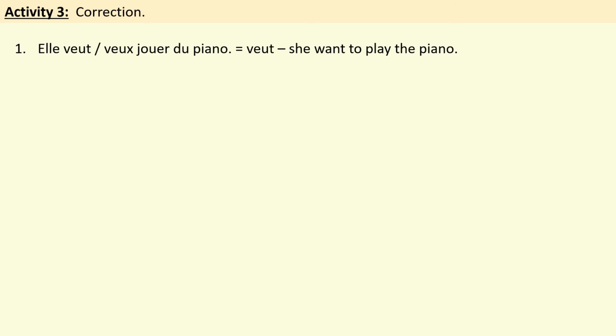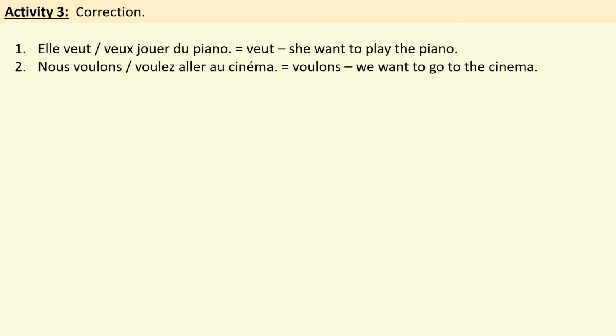So here is the correction to your work. Numéro 1, elle veut jouer du piano, and the veut was the one ending in a T. And that means she wants to play the piano. 2. Nous voulons aller au cinéma. And that means we want to go to the cinema. 3. Je veux, ending in an X, sortir. I want to go out.